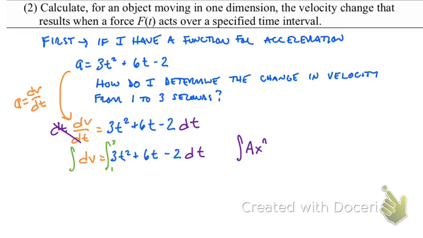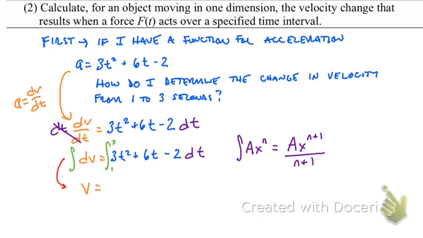And let's just review our integral equation. The integral of ax to the n: what is the integral of that? Remember that we want to add 1 to our exponent and divide by our new exponent. So then we have to carry that through. Remember that the integral of dv is just v. And then we need to follow our rules on the next.